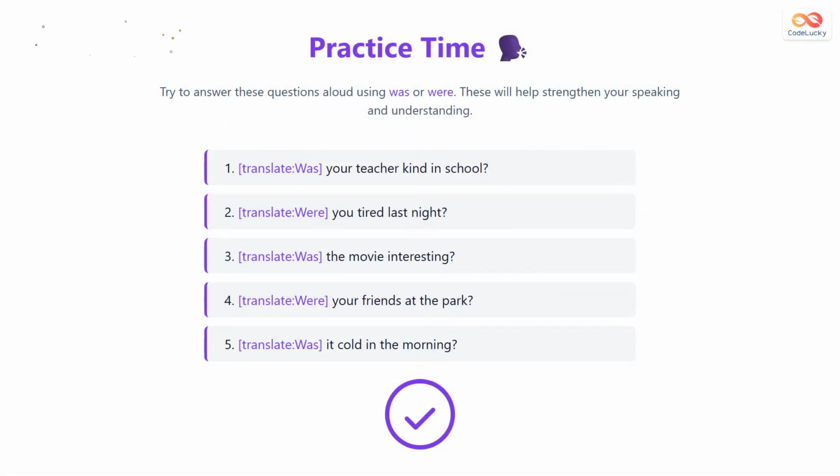Now it is your turn to practice. Try answering questions like, was your teacher kind in school or were you tired last night? Ask yourself, was it cold in the morning or were your friends at the park? Saying these questions aloud will help you remember how to use was and were naturally in real conversations.